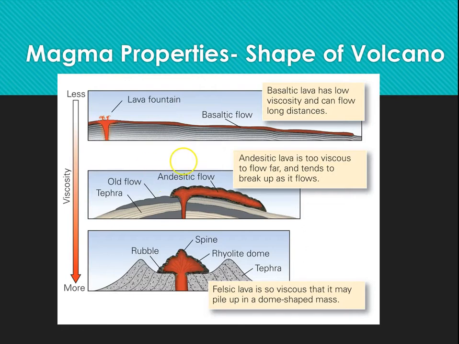And then finally, your most viscous, your rhyolite, doesn't flow at all. Like I said, think toothpaste. And in this case, your toothpaste doesn't flow very far at all, so you get these really steep-sided volcanoes because of that.